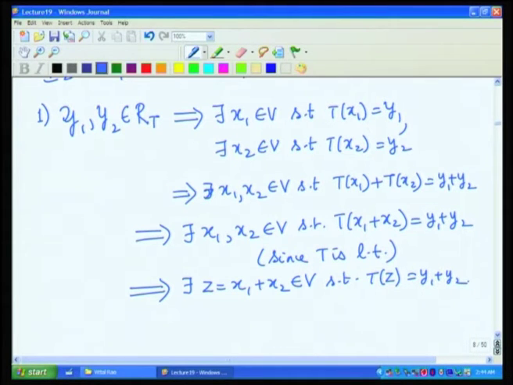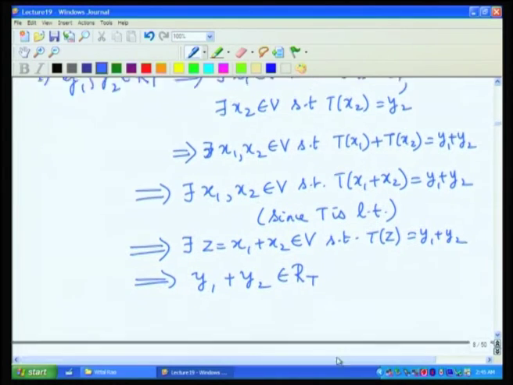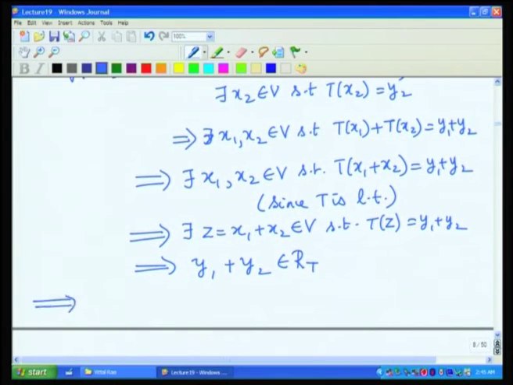This means y 1 plus y 2 is also a focal point with Z being focused at y 1 plus y 2. That is, the value of T at the vector Z is y 1 plus y 2. So, y 1 plus y 2 is a value taken by T, therefore, y 1 plus y 2 also belongs to R T. So, if y 1 and y 2 are in R T, y 1 plus y 2 is also in R T, which means R T is closed under addition.